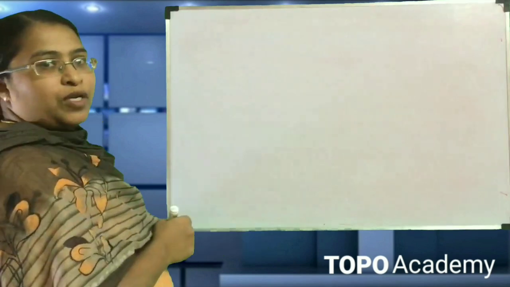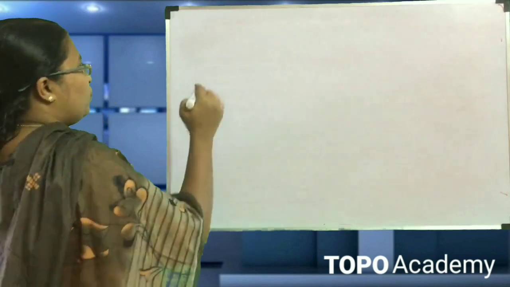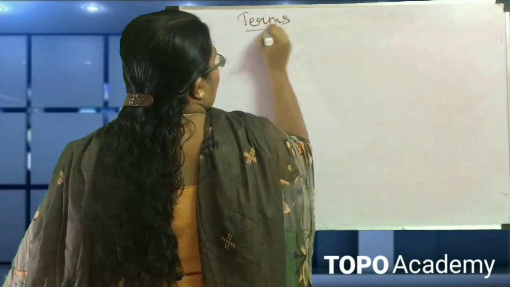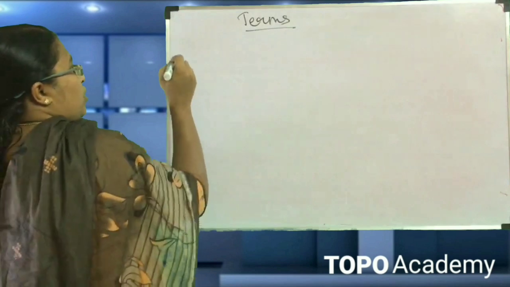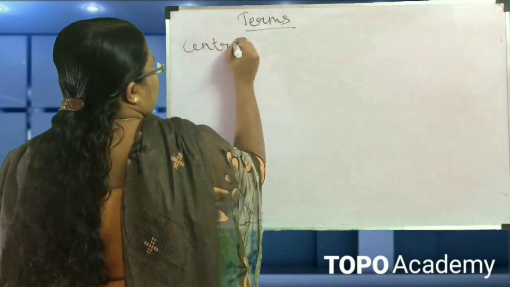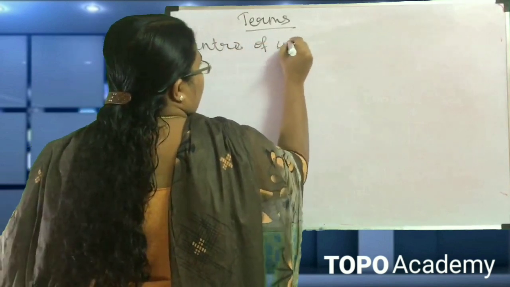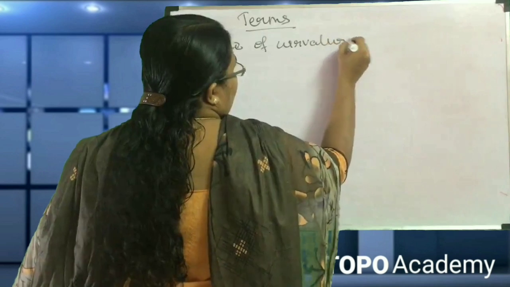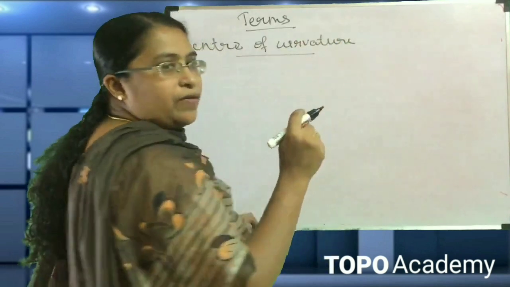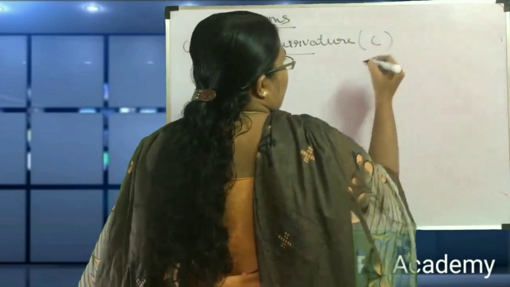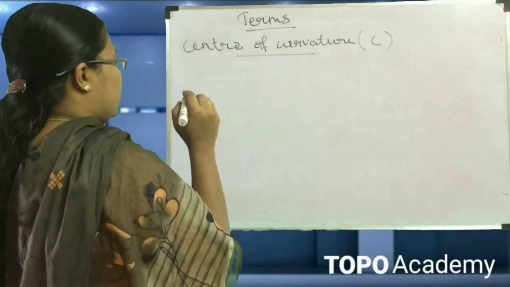Next, we have to see the terms related to lens. First one is center of curvature. We have seen in the case of mirror, center of curvature is denoted by letter C.